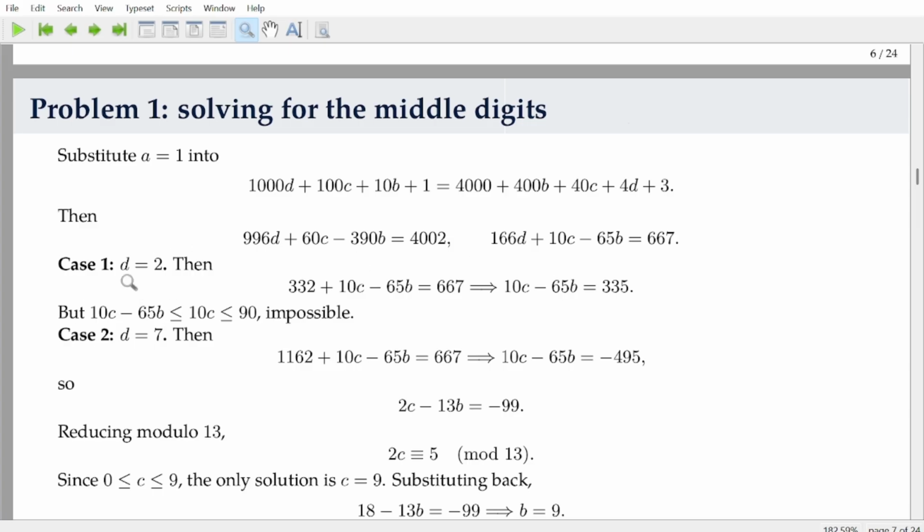Because b is a positive integer, 10c minus 65b is going to be less than or equal to 10c. And obviously c is a digit, so c has to be at most 9, so this term has to be less than or equal to 90. So we're saying that 335 is less than or equal to 90, which is impossible. Okay.